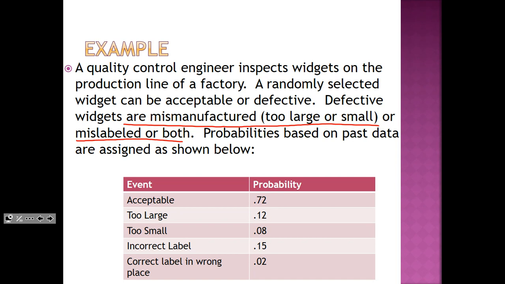Okay, and we've got probabilities based on past data right down here. So ones that are good to go are 0.72. Those either were acceptable or were not. So acceptable, those are all defective. Okay. So if we then look at a few more things here. It says they're either mismanufactured, meaning too large or too small. So those are the ones mismanufactured, or mislabeled, so the incorrect label, or they have the right label in the wrong spot. Those would be mislabeled.